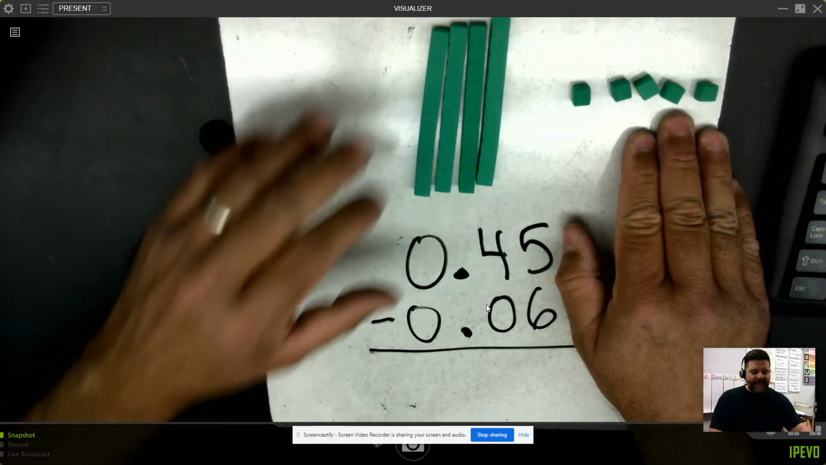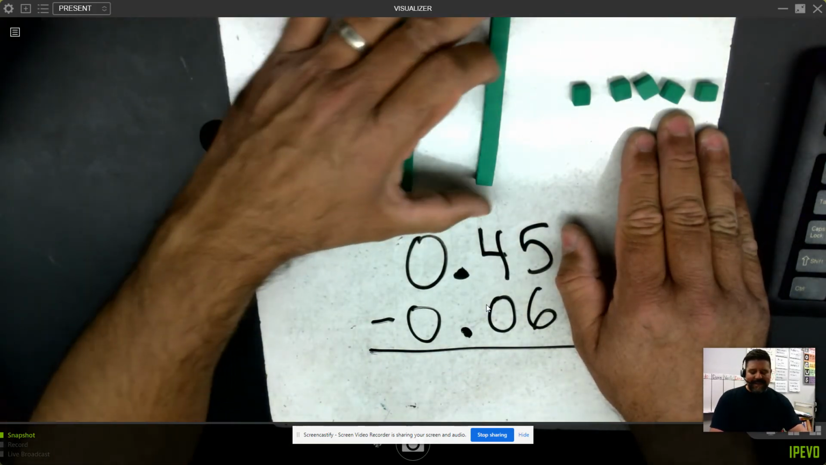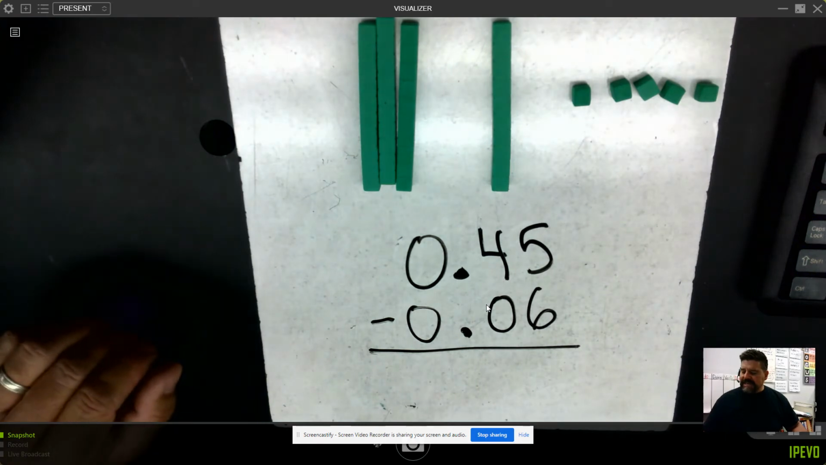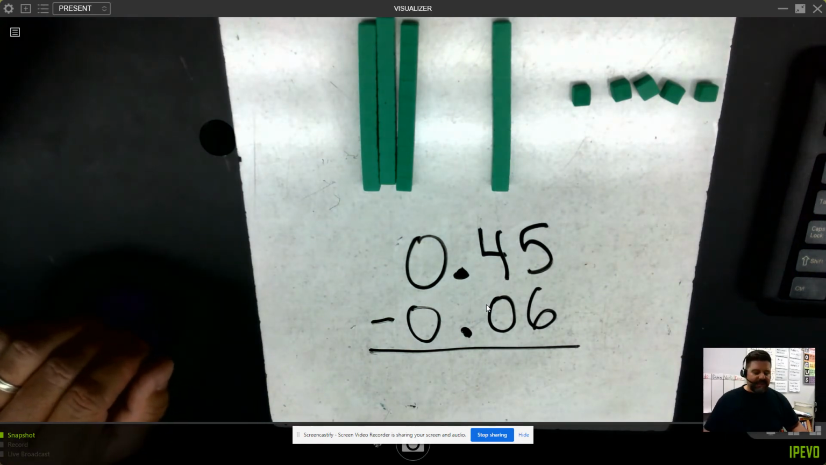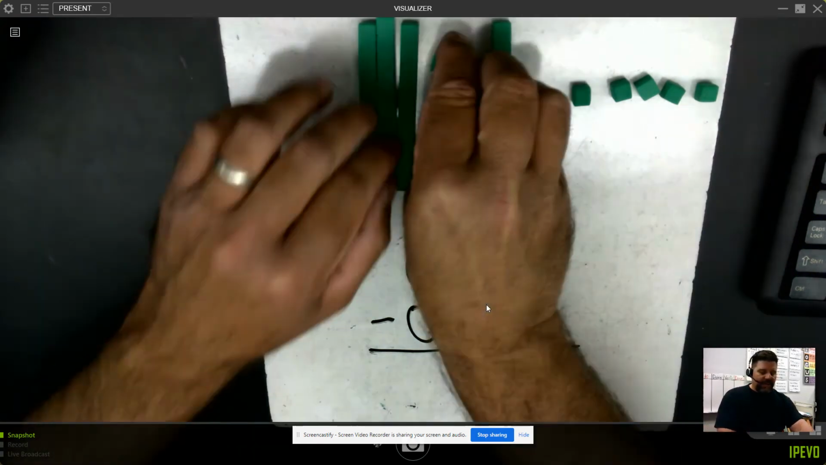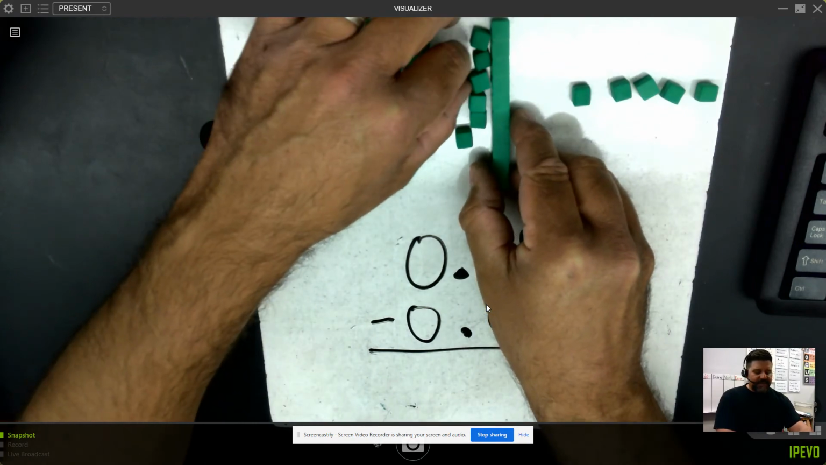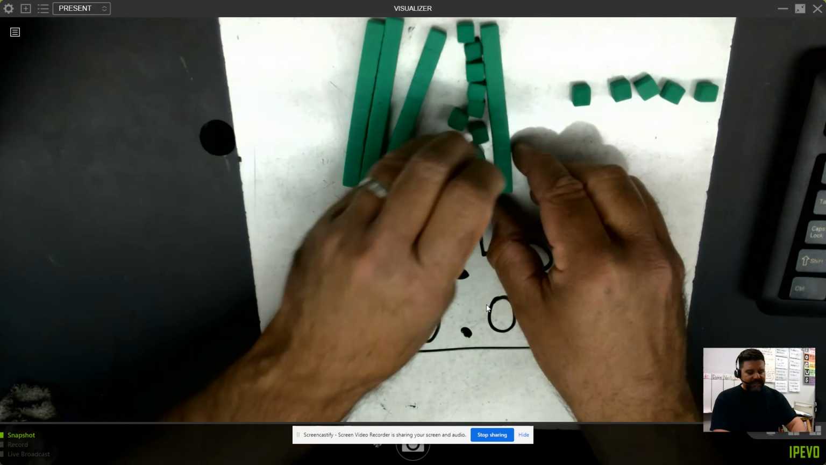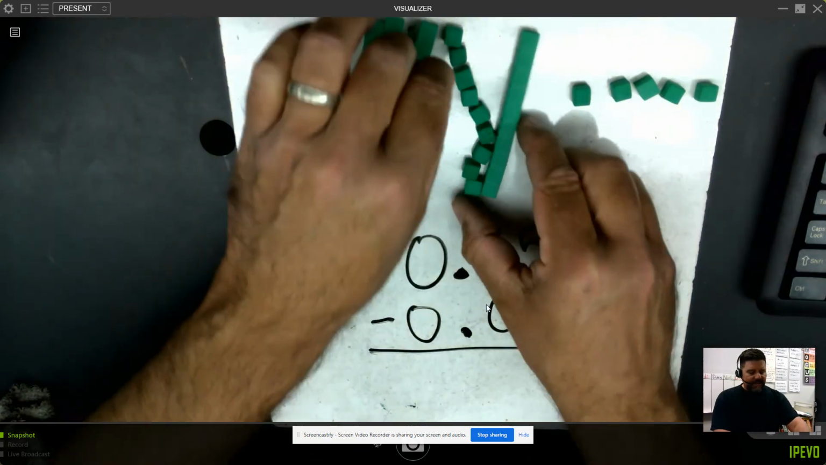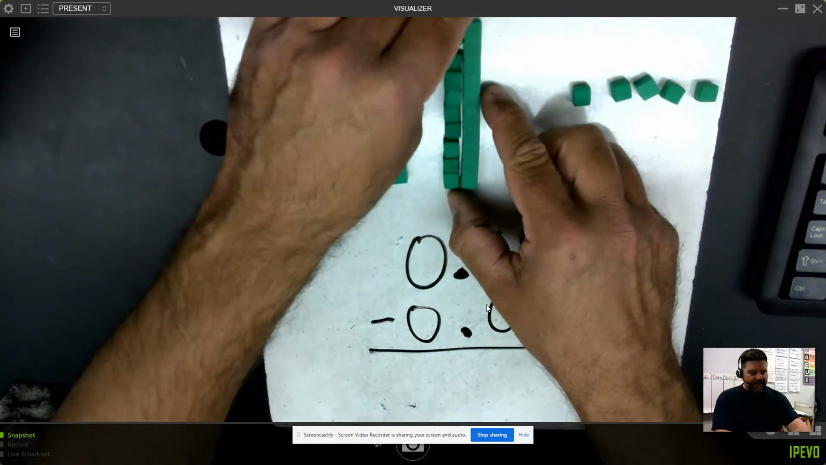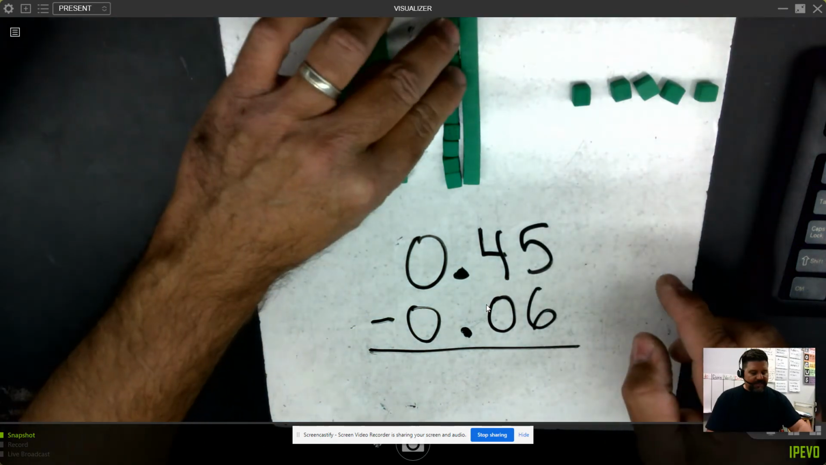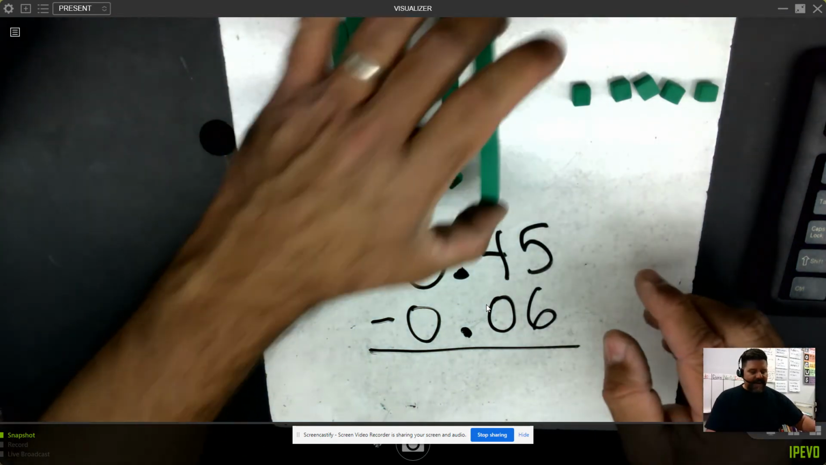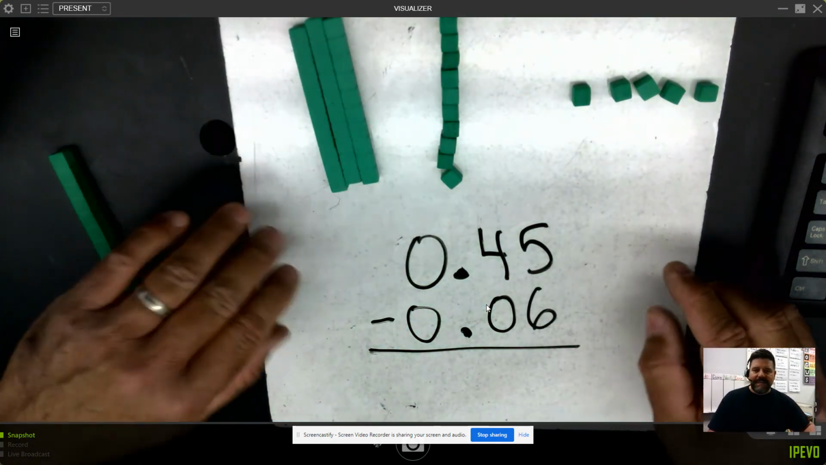That means I'm going to need to rename one of my tenths in terms of hundredths. I know that 1/10 is going to be equivalent to 10 hundredths. I'll need to count out 10 of my hundredths, line them up carefully, and when I do that, 2, 4, 6, 8, 10 hundredths, I've renamed 1/10 for 10 hundredths.